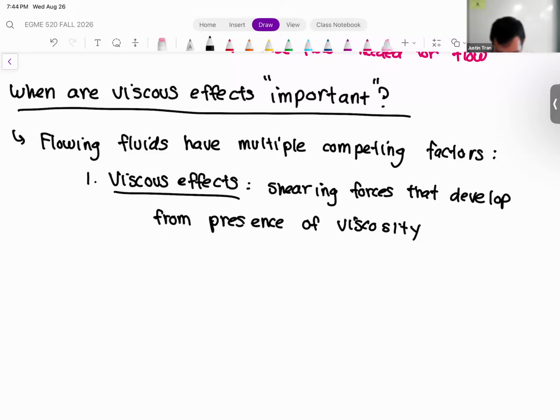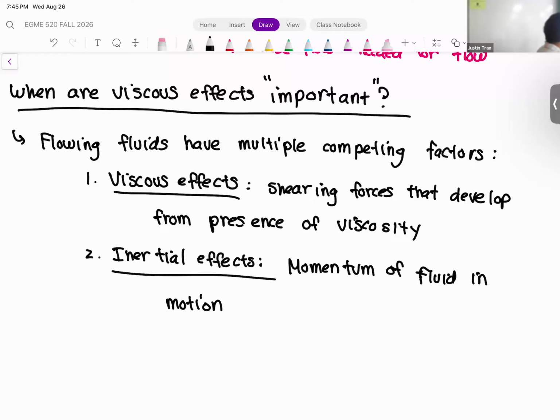So you can think of inertial effects as the momentum of a fluid. And just like a solid object has momentum, say a car that's moving at a certain velocity, that has a certain amount of momentum just because of the speed that it has.